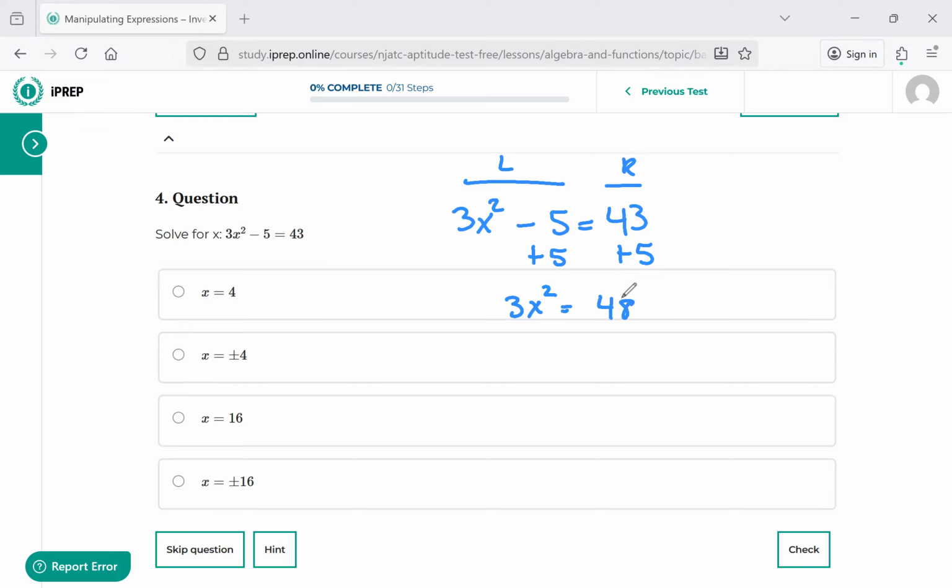And then you solve for x. You're going to get rid of this 3 by dividing both sides by 3. And so you get x squared equals 48 divided by 3, which is 16. Then you solve for x by taking the square root of both sides. The square root of 16 is +4 and -4, because remember, when you take the square root, you get two roots.